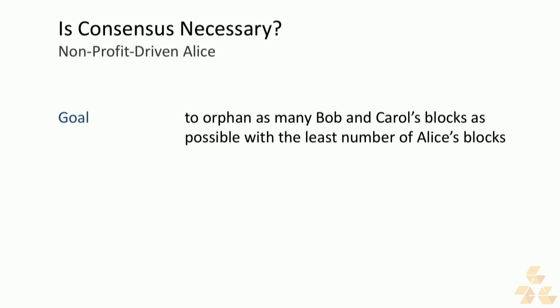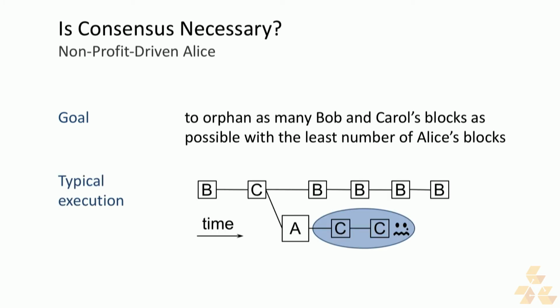For the third kind of incentive model, a non-profit-driven Alice's goal is to orphan as many Bob and Carol's blocks as possible with the least number of Alice's blocks. Here's a typical execution. Alice mined a block of EB Carol, and eventually this chain got abandoned because Bob's chain grows faster, and Carol abandoned his own block. In this example, Alice only mined one block. However, she successfully orphaned two honest blocks mined by Carol.